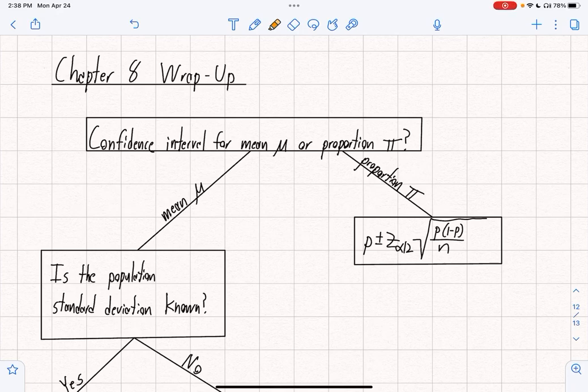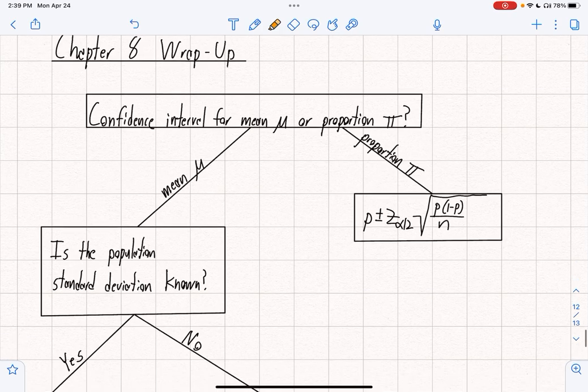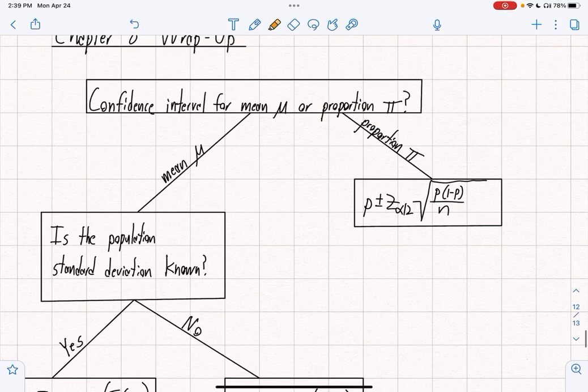Okay, so I just want to do a quick Chapter 8 wrap up, just reviewing what we've done so far, which is confidence intervals. And we did confidence intervals for the mean mu and for the proportion pi. So I created this little flow chart to help us organize what we've done so far.